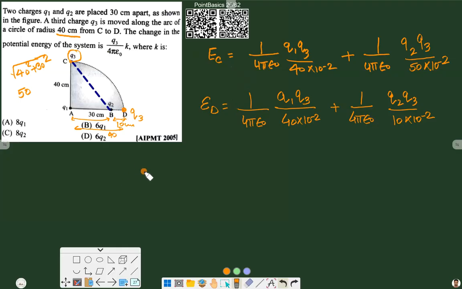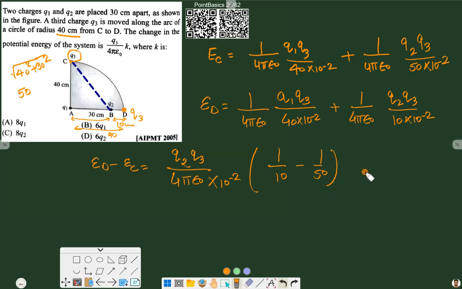Now we take the difference of these to find out the change in potential energy. So final minus initial. This term is the same in both, so it will get cancelled out. So we will have this term minus this term. Both of these terms have Q2 Q3 by 4 pi epsilon naught in common, so we will take them common, Q2 Q3 by 4 pi epsilon naught. And 10 raised to power minus 2 is also common. So we will be left with 1 by 10 minus 1 by 50. 50 will be the LCM.